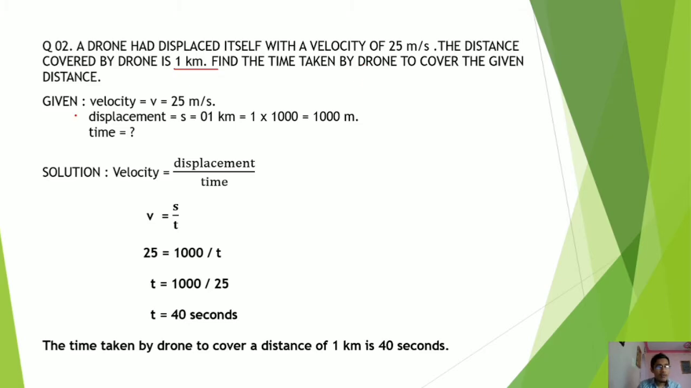First we will note down the given. Velocity is given as 25 meter per second, so we will write velocity, V, equal to 25 meter per second, as the velocity symbol is small v.